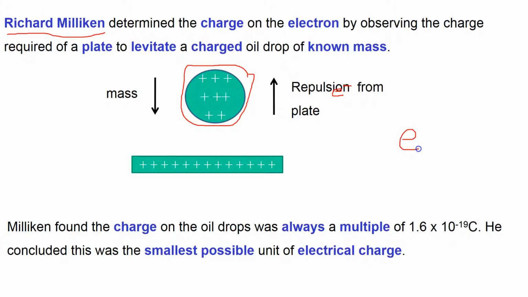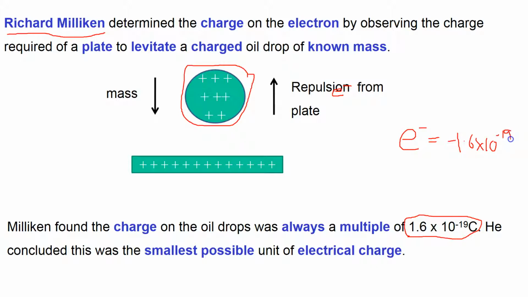Remember that the oil drop acquires its charge by losing electrons. What Millikan found was that the charge on the oil drop was always a multiple of this number, 1.6 x 10^-19 coulombs. So he proposed that this is the smallest possible unit of electrical charge. That is, the charge on the electron is 1.6 x 10^-19 coulombs.